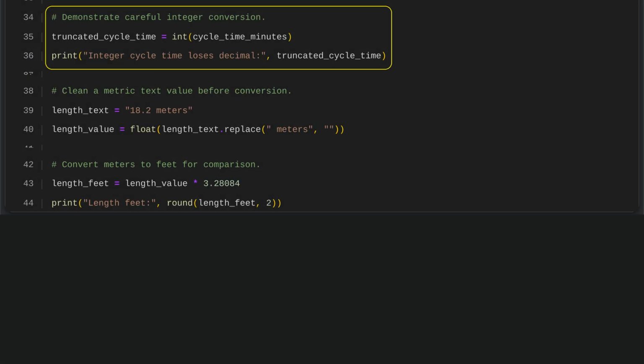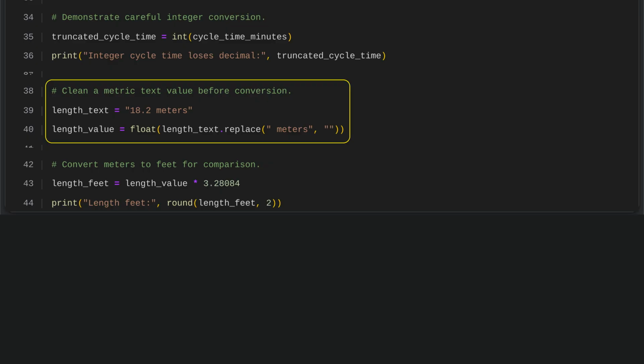Converting a floating point value to an integer can remove important precision. In this example, a cycle time stored with decimal places is converted to a whole number, which discards the decimal part and effectively rounds down. Printing the result makes clear that integer conversion can change the data by losing the fractional portion.